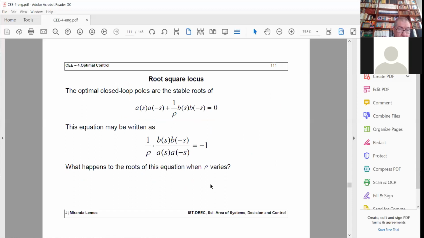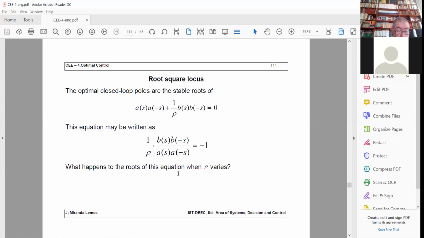Another use, perhaps more important, of the Chang-Letov result is a so-called root square locus or symmetric root locus. And you know that the poles, the optimal poles, as well as the non-optimal poles, satisfy this expression that you can rewrite in this way. Okay. For those of you that remember root locus, what we have here, we have a parameter, and this parameter is 1 over rho, in root locus is a k, times the transfer function, which is now b of s, b of minus s, divided by a of s, a of minus s. And this must be minus 1.